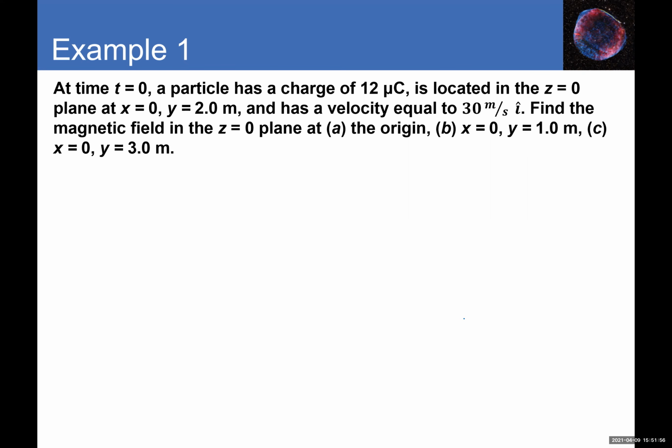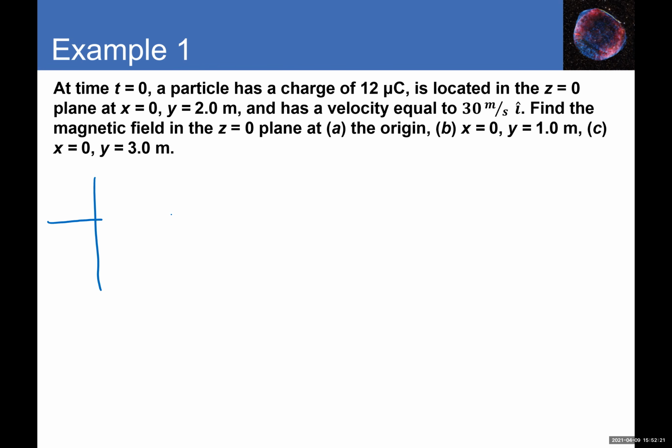For A, find it at the origin, for B, at x equals 0, y equals 1 meter, and for C, x equals 0, y equals 3 meters. That means we want to find the magnetic field at those positions. We are changing our point P, the point of interest where we're calculating the magnetic field.